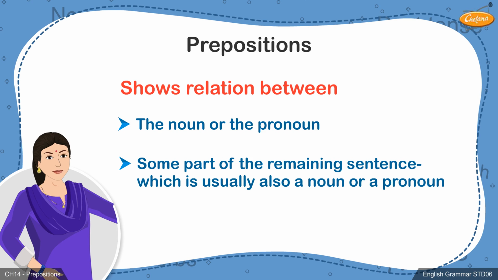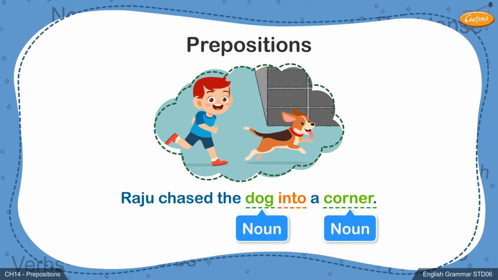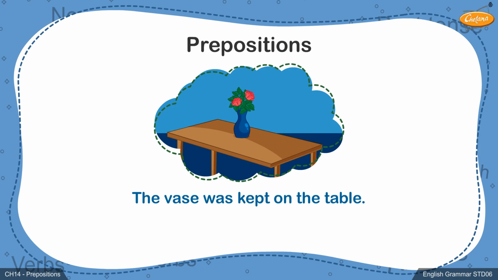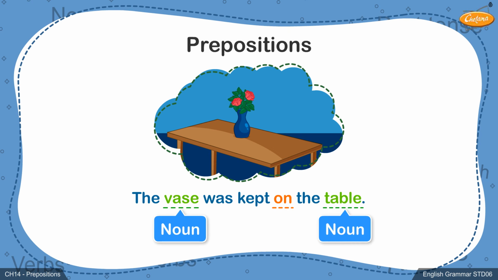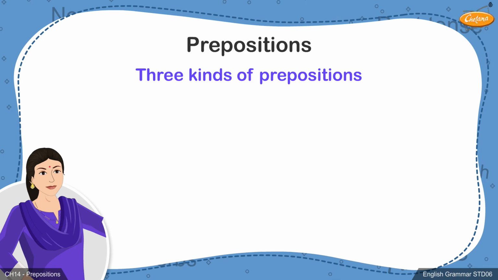Let's consider an example. Raju chased the dog into a corner. The word into is a preposition and it shows the specific relationship between two nouns, the dog and corner. In this sentence, the vase was kept on the table. The preposition on in this sentence shows the relation between two nouns, vase and the table in terms of the position. There are several categories of prepositions.